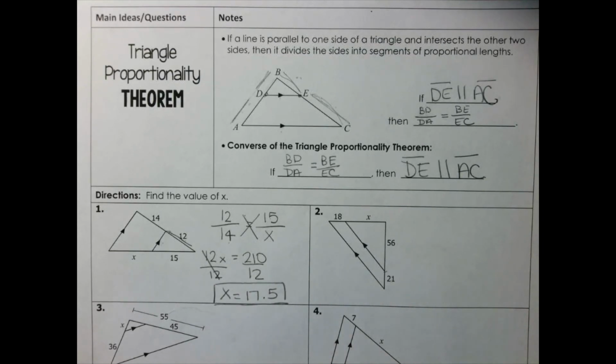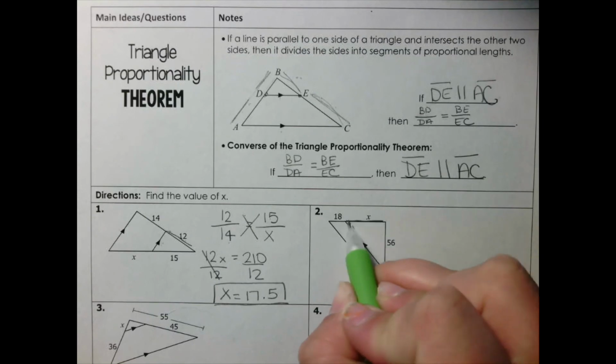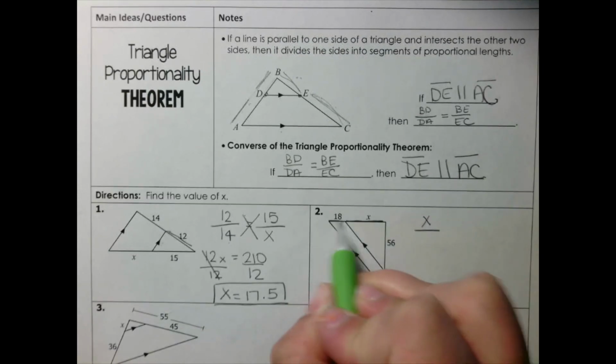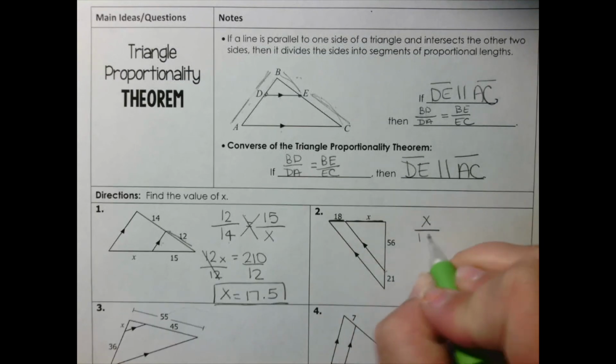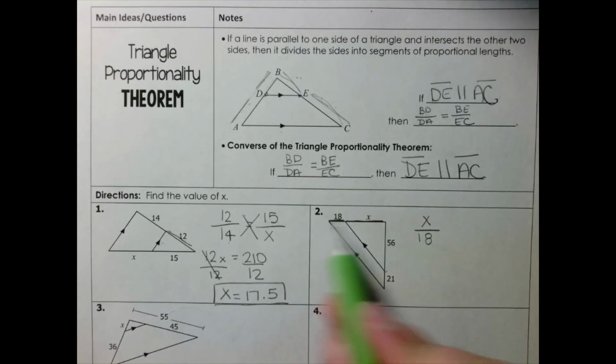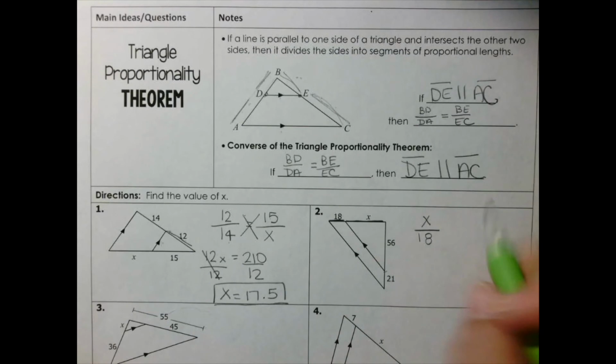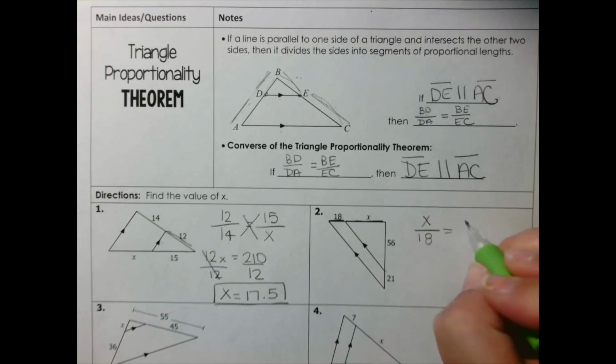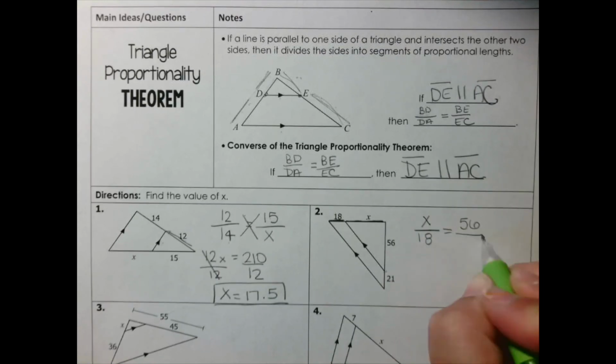Looking at number 2, I'm going to once again solve for x by setting up a proportion. I'm going to start with this side here, which is x, putting that on top of the 18 here. So it's that same side, and then setting them equal, and then we're going to go to this other side here. Since x, my smaller triangle, is on top, 56 has to also go on top, over that 21. Then we're going to cross multiply.